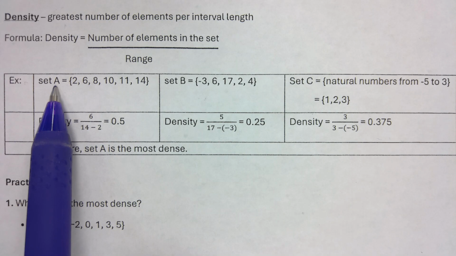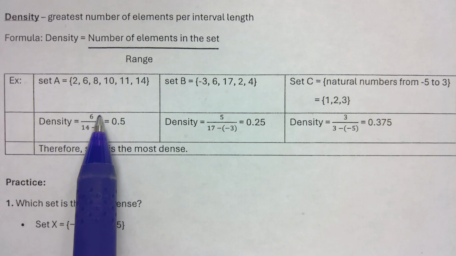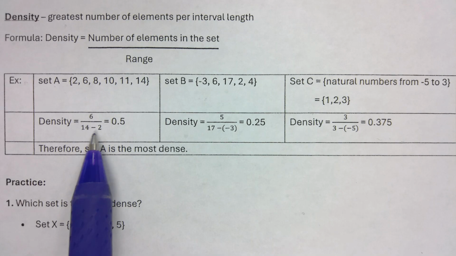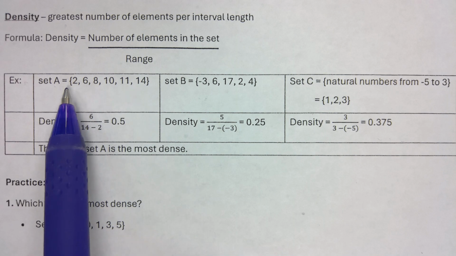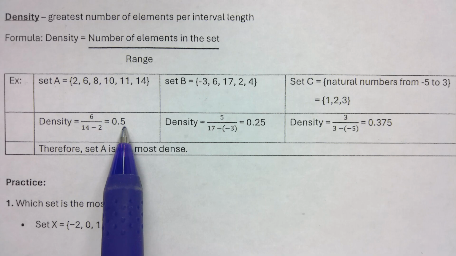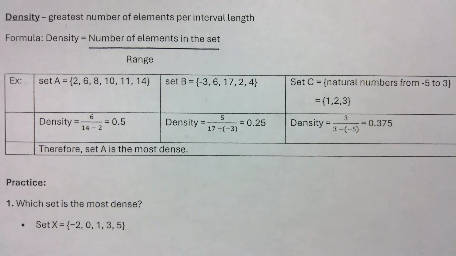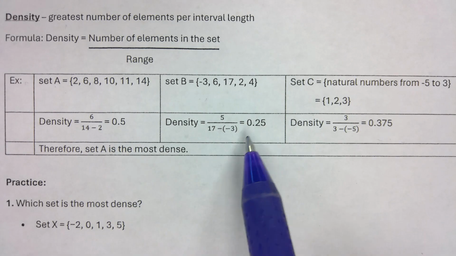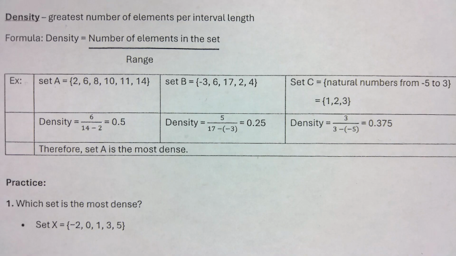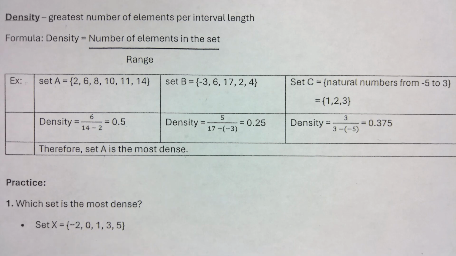So for example, set A, I can see that there's 1, 2, 3, 4, 5, 6 elements here. So the numerator is 6, and then the denominator is the difference between the biggest and the smallest number. So 14 minus 2 gives you 12. So 6 divided by 12 gives you 0.5. Do you have to change it to a decimal? No, but it also ties into today's lesson when you compare fractions of different denominator. Decimal, you can use it to cheat. Instead of doing lowest common denominator, you can just compare the decimal, and then you can see the higher the number, the more dense it is.